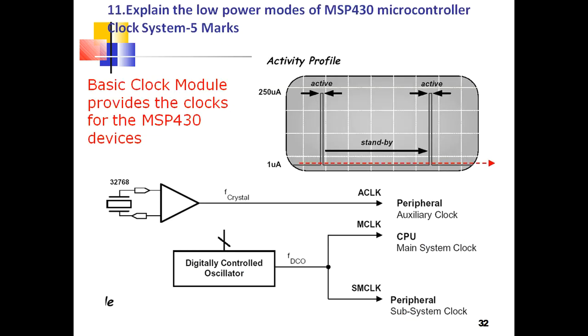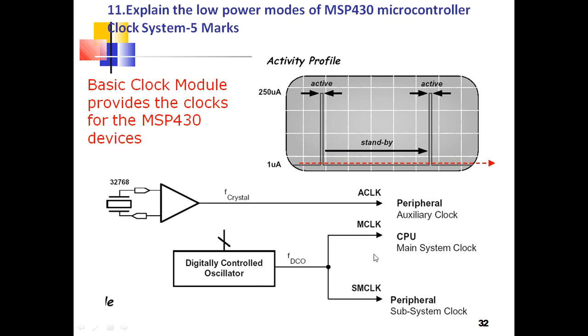Next question is, explain the low power modes of the MSP430 microcontroller clock system. How is the clock system going to work for MSP430 at lower power modes? Here you can see the diagram. Once the clock is given by the XIN and XOUT inputs of MSP430, you will get different clocks: exact clock, main system clock and subsystem clock.